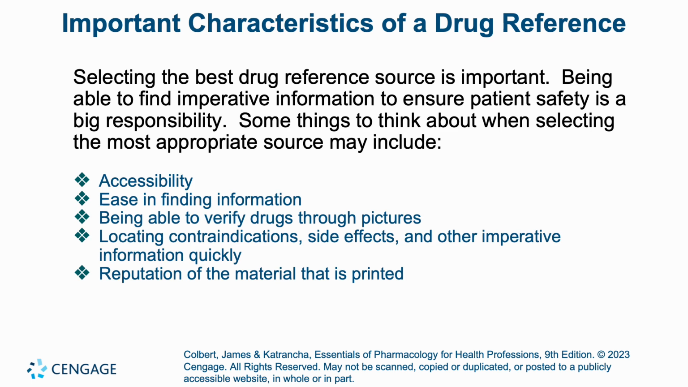So when you're selecting a drug reference that is the best for you, it is imperative that you can find information and that you feel comfortable with the information to ensure that patient safety is being met. That's a big responsibility for all of us, and we want to make sure that we have the information at hand that we need. Some things to think about when selecting the most appropriate source may include 1. Accessibility. Is it easy for me to access, and can I get to what I need to get to quickly? The ease in finding that information.